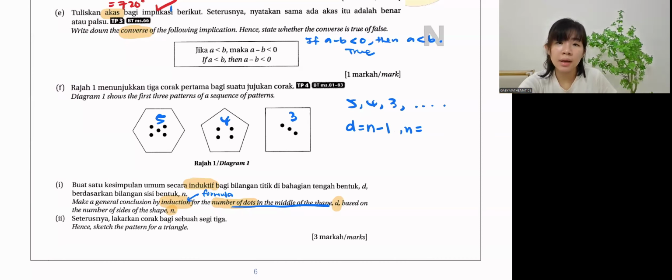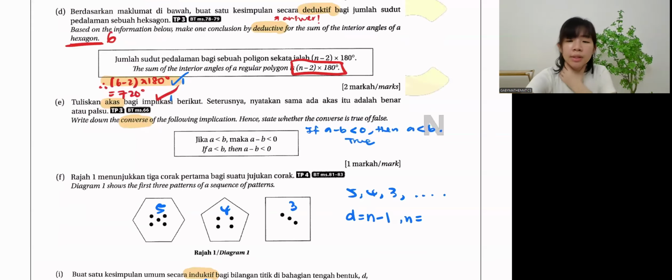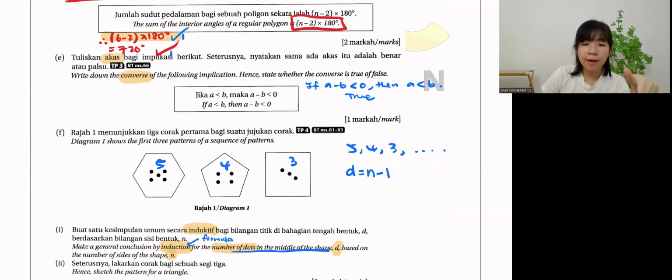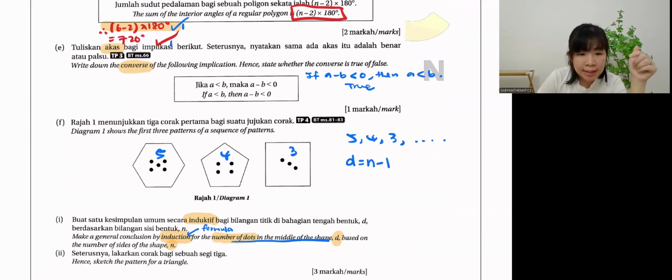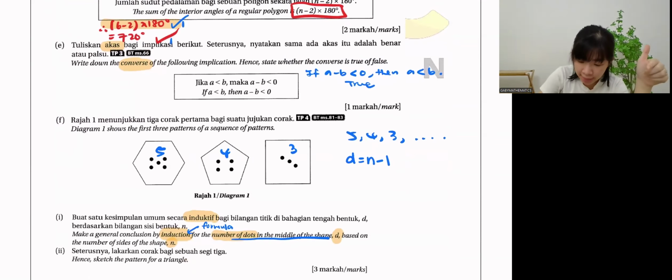Okay, for this one, no need to write n. The formula, this one can find the number of dots or not. Okay, n is the number of sides.